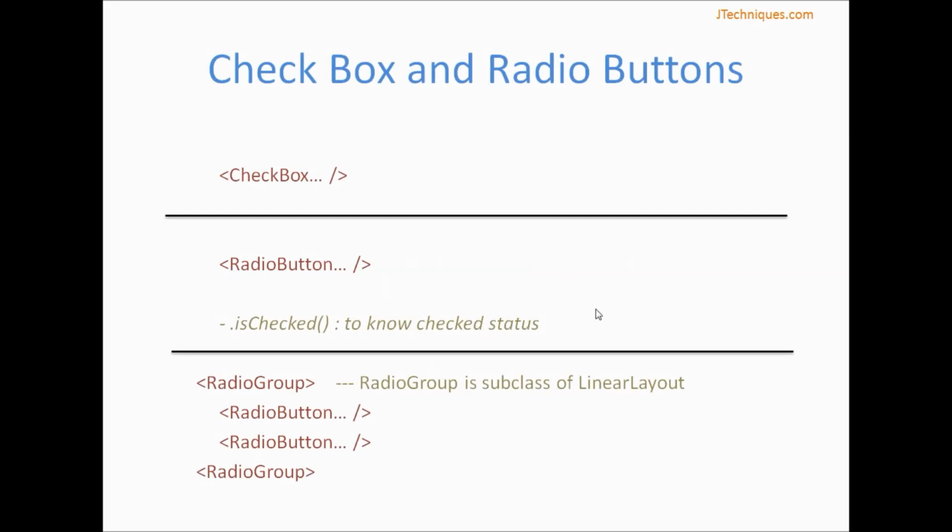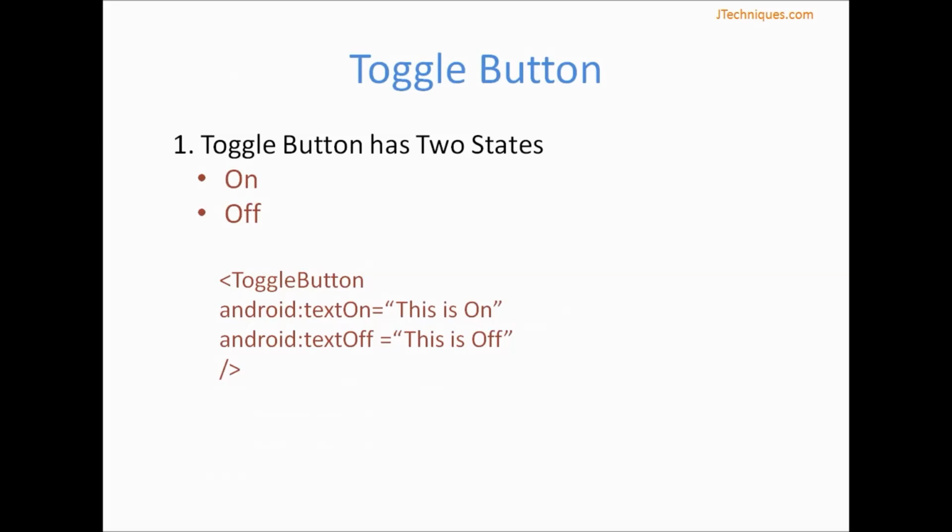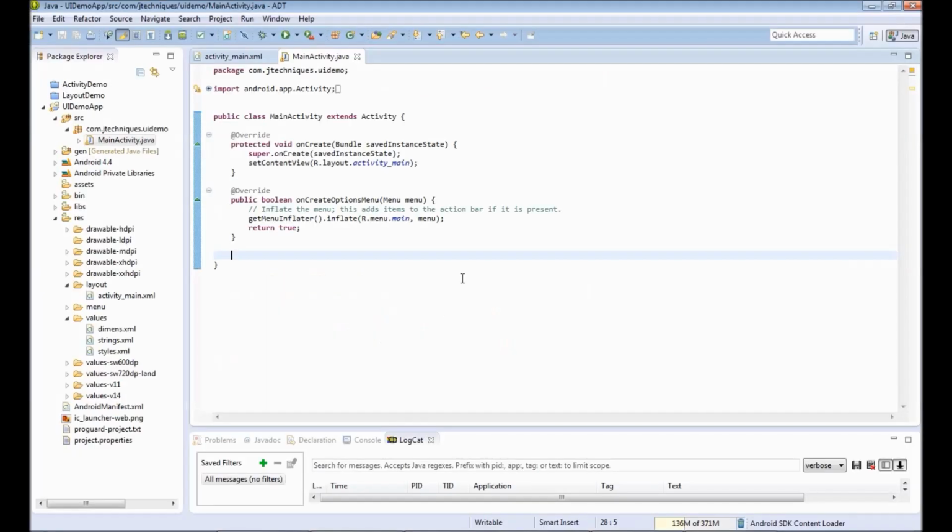Then we have standard checkbox and radio buttons. With a radio button, we have something called a radio group where we can group multiple radio buttons so that only one button can be checked at a given point of time. And then we have another special button called toggle button, which has two states, either it is on or off. The example could be a button where you play or pause a music in your music player, or it could be Wi-Fi on or Wi-Fi off kind of buttons. Let's look at a demo.